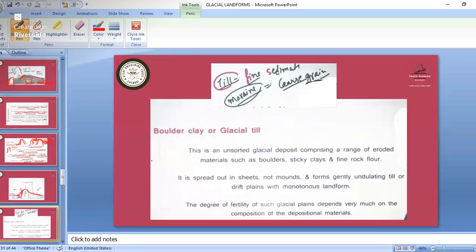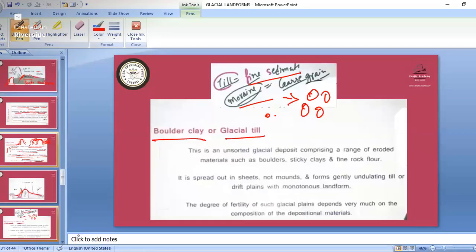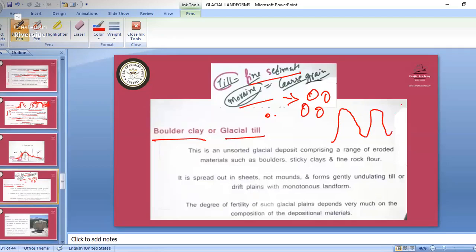Next we have the boulder clay or the glacial till. Till means fine sediments. Remember, till means very fine sediments, and moraine means some gravel type, coarse grain. Suppose you have some mountains over these areas. Erosional activities are happening, and the eroded materials have broken down into fine sediments. They will be known as till.